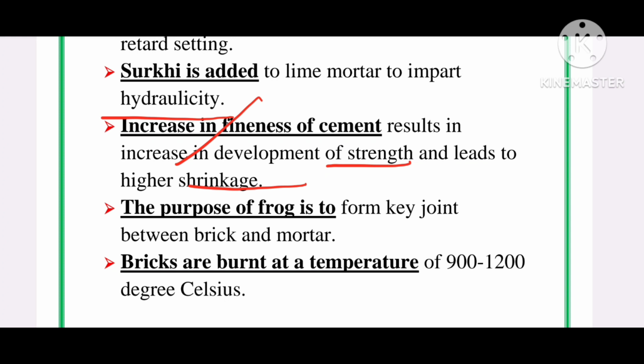Next point, the purpose of frog is to form key joint between brick and mortar. So frog on the top surface should form a key to join between brick and mortar. And the last point, bricks are burned at a temperature of 900 to 1200 degrees Celsius.